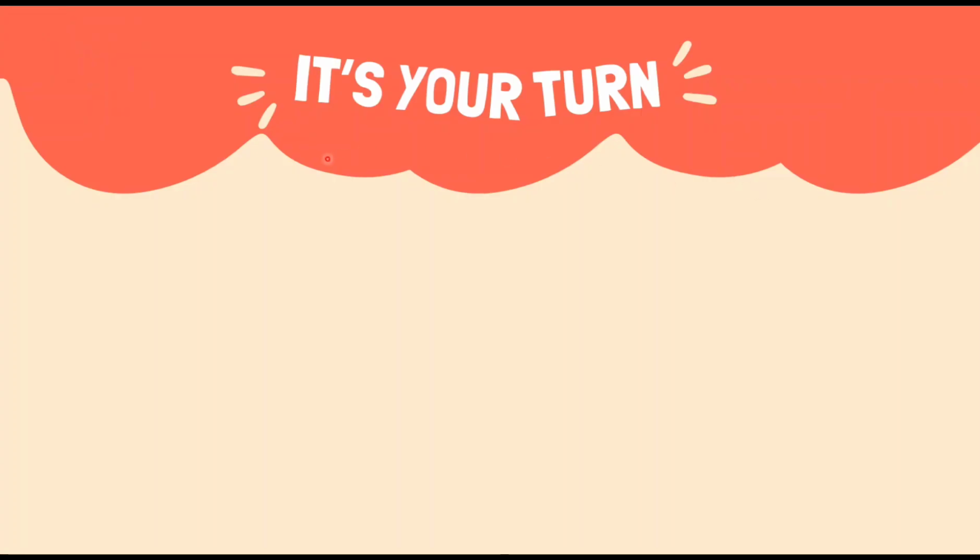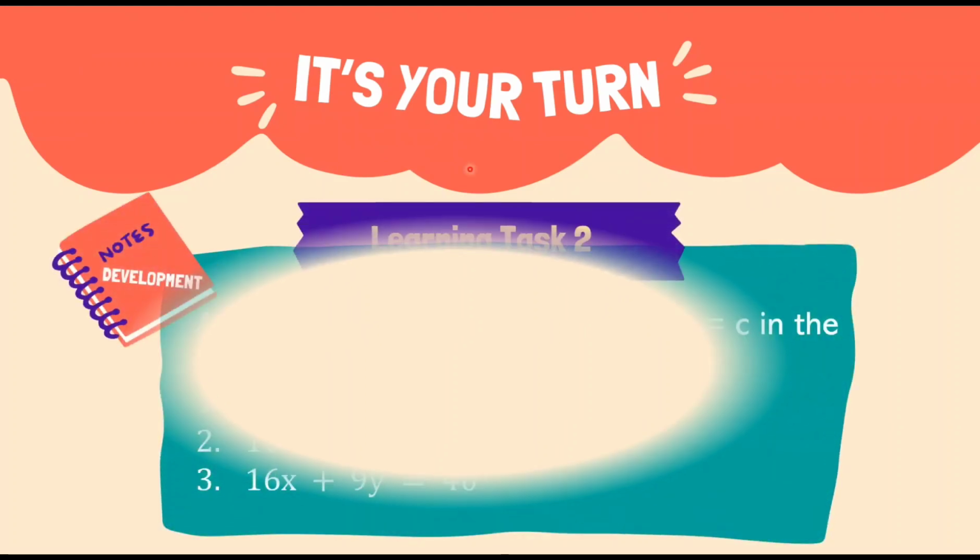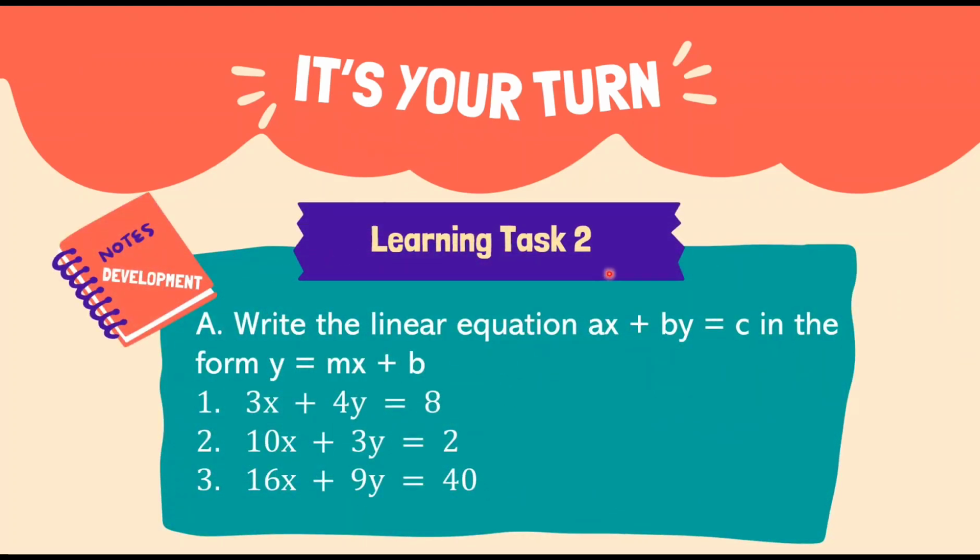So it's your turn, grade 8. So for your learning task number 2 on page 25 of your learning module, for letter A, you need to write the linear equation ax plus by is equal to c in the form y is equal to mx plus b. So y is equal to mx plus b is the slope-intercept form.